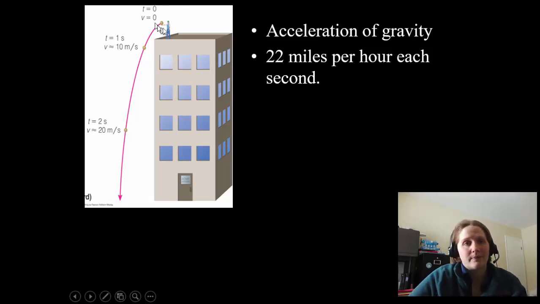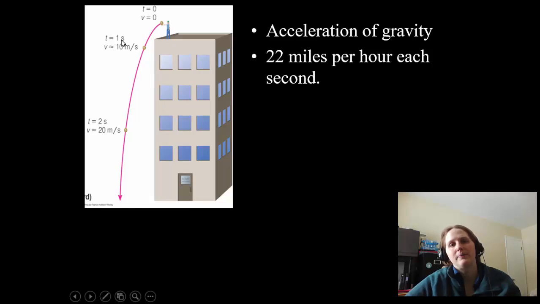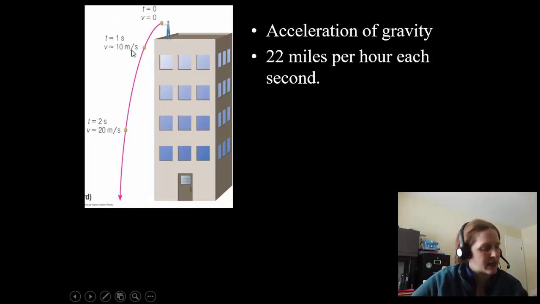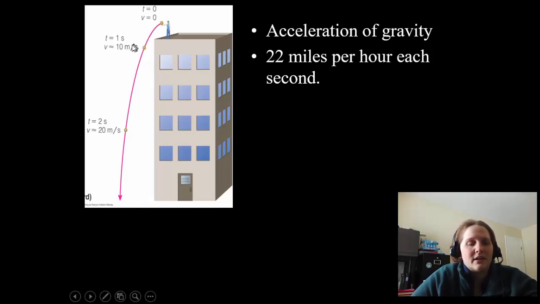So if you drop an object, which means you're going to let gravity take control of it. If you drop an object and it's allowed to free fall, in 1 second from time of 0, in 1 second it will change by 22 miles per hour. I know up here the units are in meters per second, but I thought you would appreciate also hearing about it in miles per hour, so that way you could put it in context of your everyday life. So after 1 second of falling, it's going 22 miles per hour. Or you could say 10 meters per second.